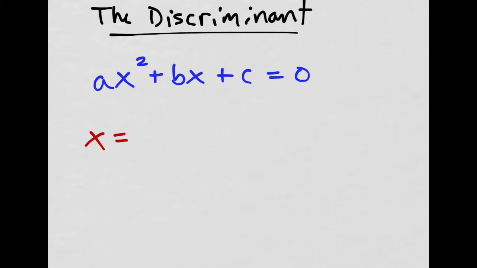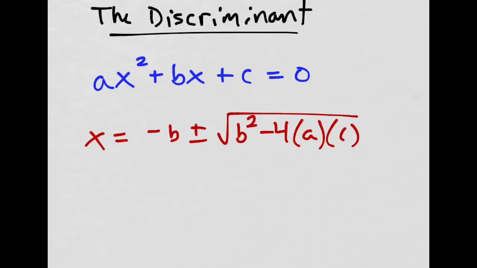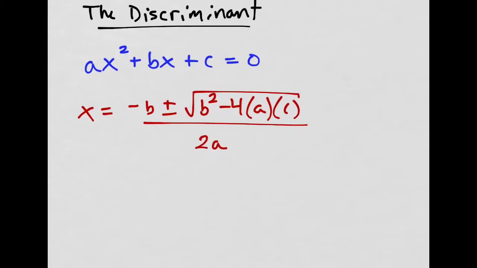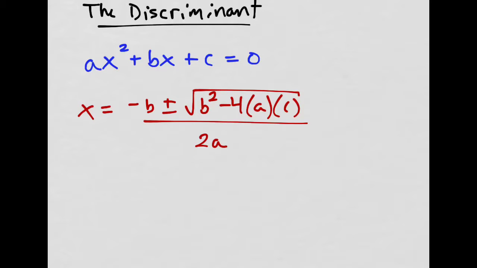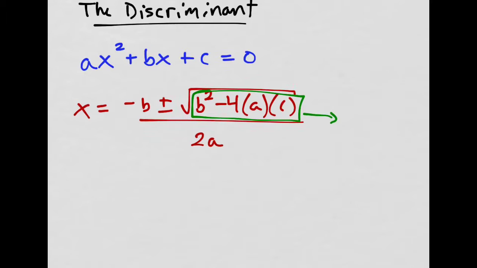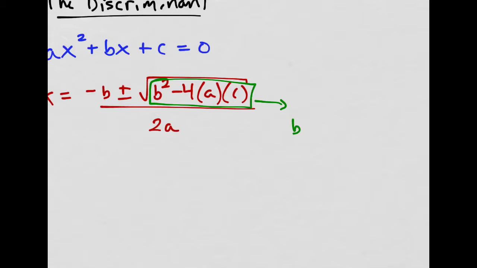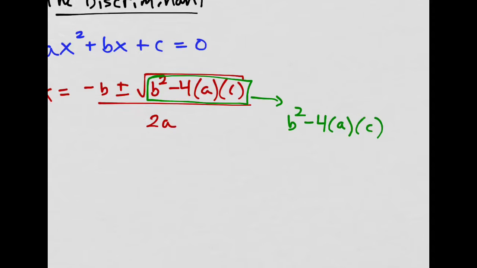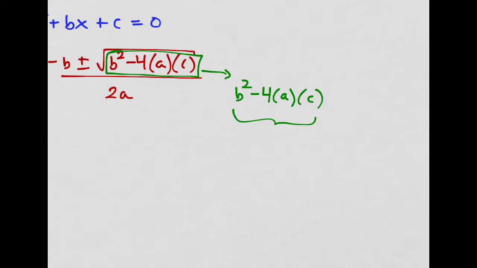So I would say x equals negative b plus or minus the square root of b squared minus 4 times a times c, all divided by 2 times a. Great. All I want to say is that this part right here, that green part, is the discriminant. That's just the discriminant: b squared minus 4ac. There's a name for it.